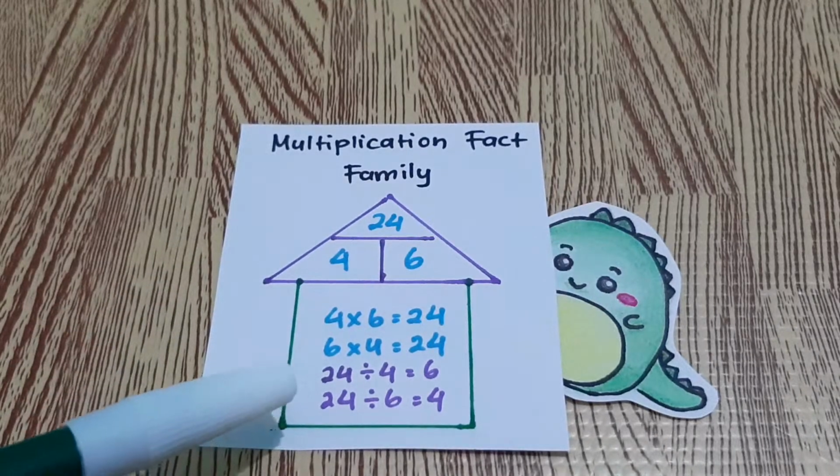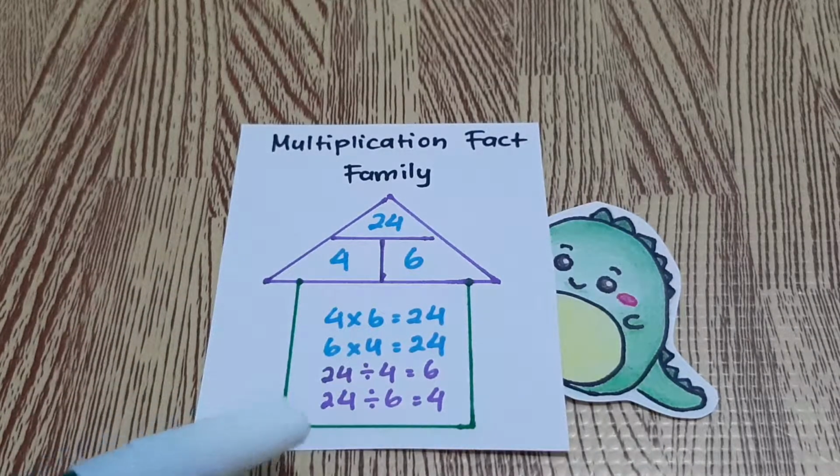Like this. 24 divided by 4 is 6. 24 divided by 6 is 4. Do you understand the fact family? Okay, now let's go to the word problems.